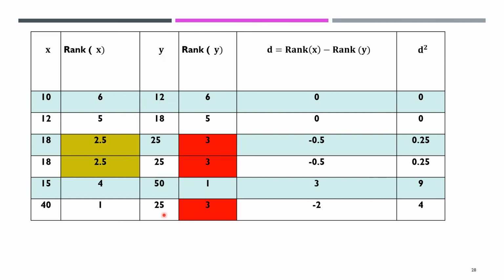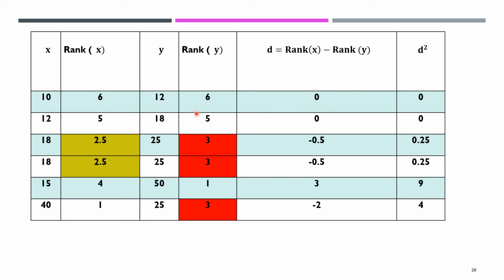Then in the Y column also, the highest number is 50, given rank 1. The next highest is 25, which is repeated 3 times. So there is a tie between the second, third and fourth ranks. So 2 plus 3 plus 4 divided by 3 comes out to be 3. So we will get 3, 3, 3 here. So ranks 1, 2, 3, 4 are gone. The fifth rank is given to 18 and the sixth rank is given to 12.